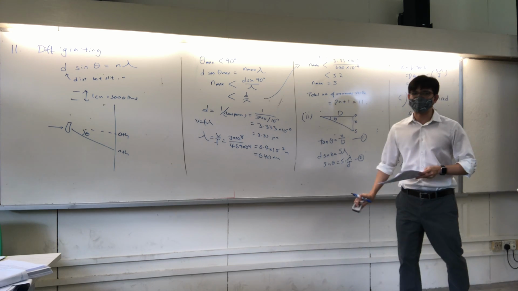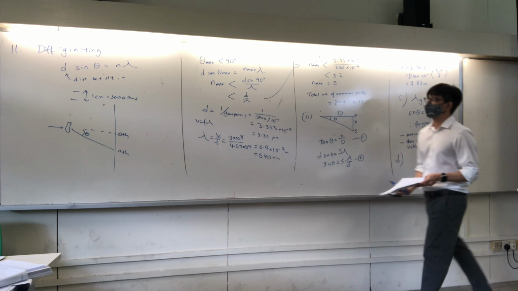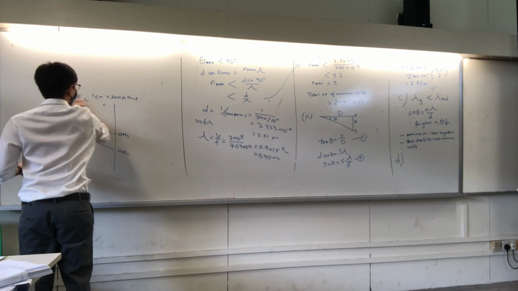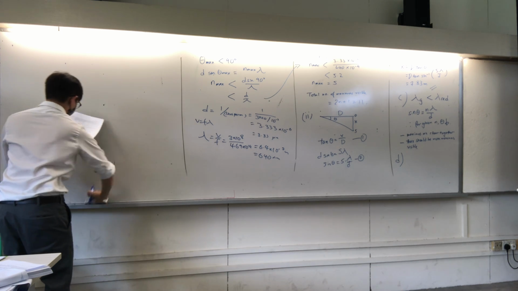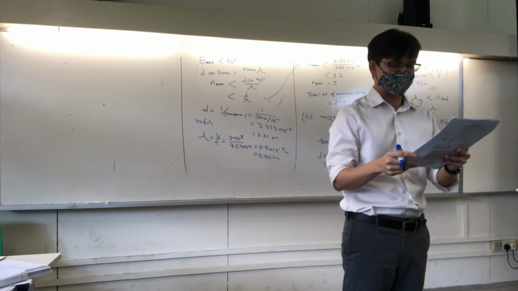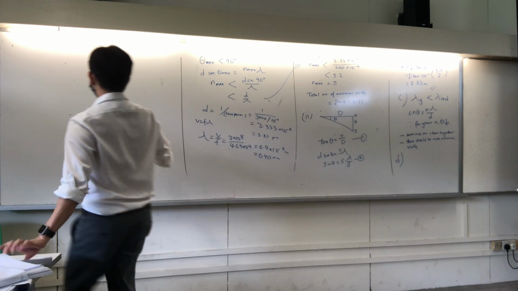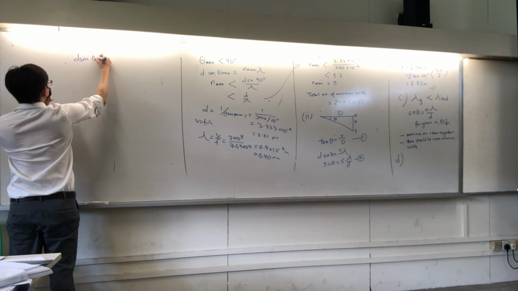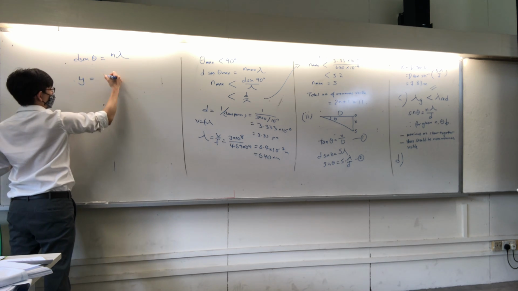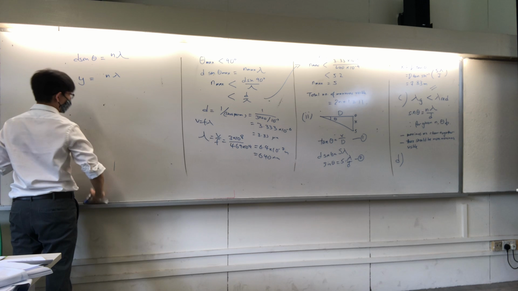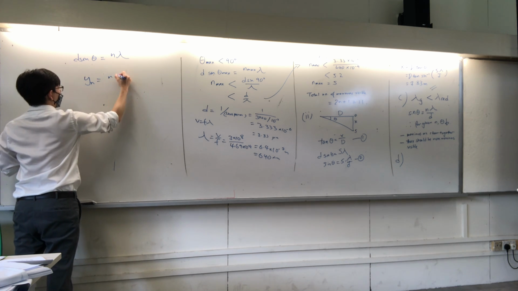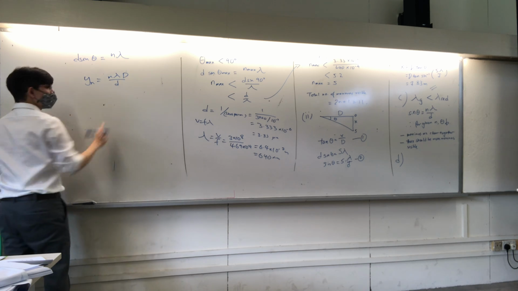Okay, part B is a bit difficult to understand. Basically the question says, why is it better to use a diffraction grating than a double slit to determine the wavelength of a laser? Now, in a diffraction grating, we have d sin theta equals n lambda. In a Young's double slit experiment, we have y equals n lambda D over d.